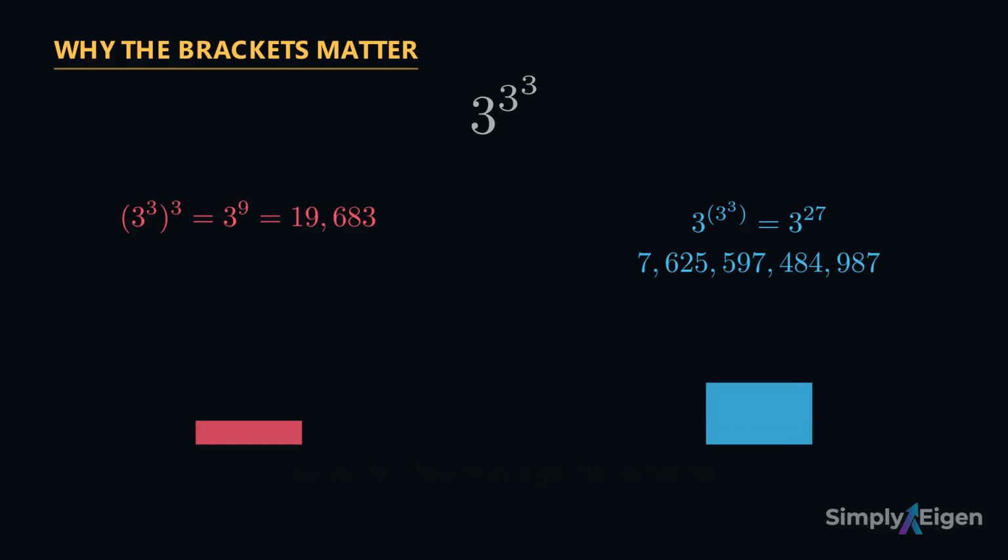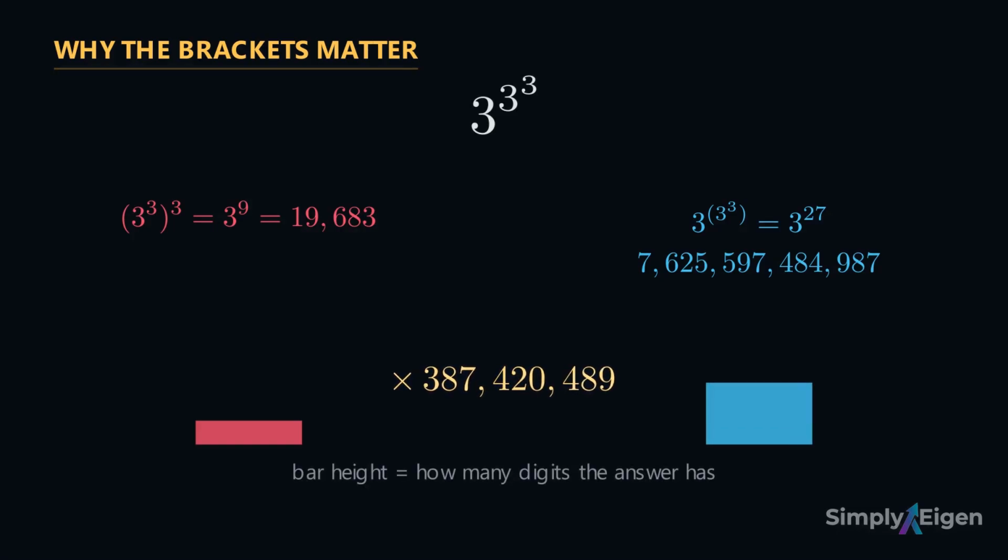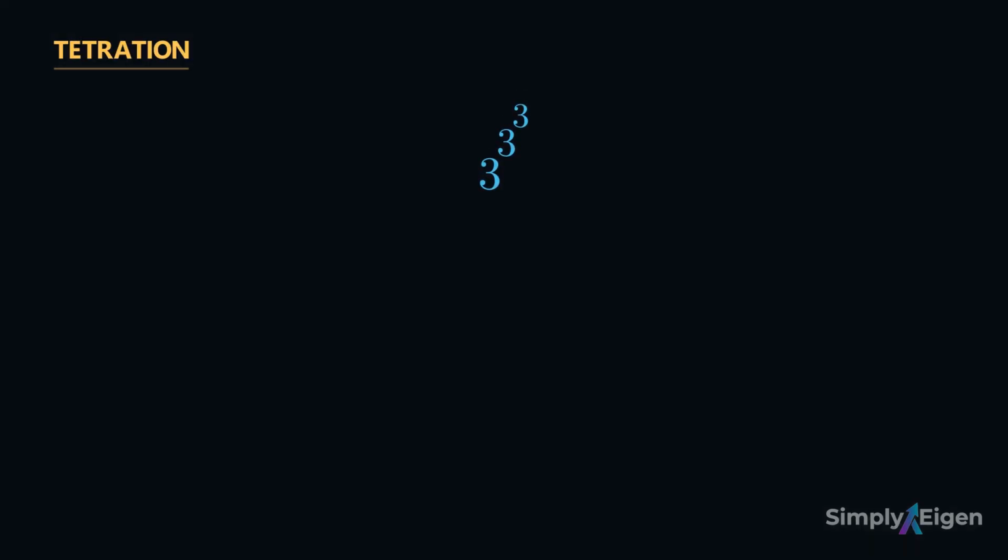Work left to right and you get 3 cubed, then cubed again, which is 19,683. Work right to left and you get 3 to the 27th, which is over 7.5 trillion. The same 3 symbols. The answers differ by a factor of 387 million. So which one do we mean?